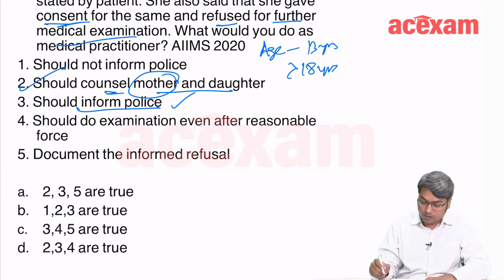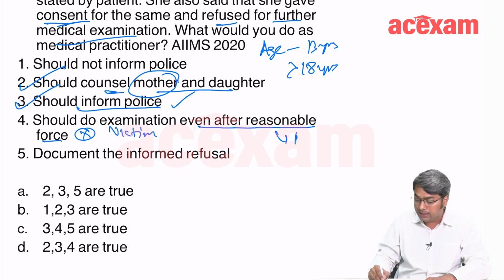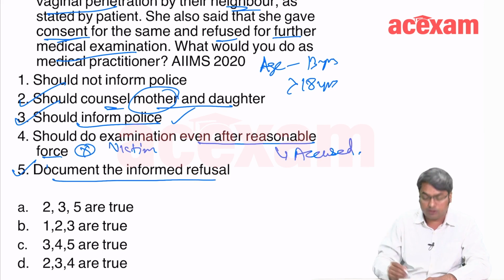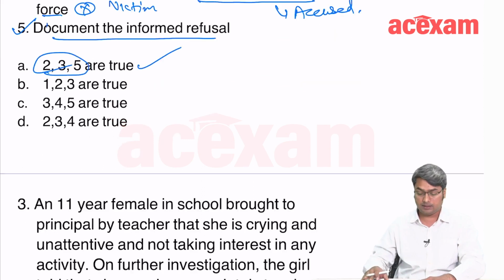So, should counsel mother and daughter, should inform police, should do examination even after reasonable force? No, never, because this is a victim. This can be done in case of an accused. Document the informed refusal, yes, this has to be done. So the answers 2, 3 and 5 are true. That is the correct answer.